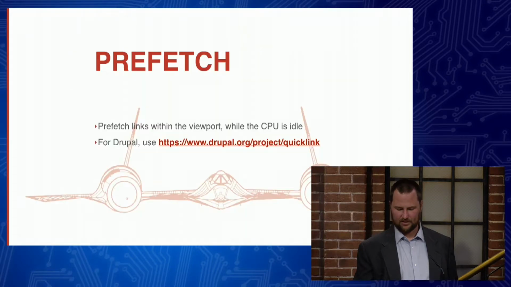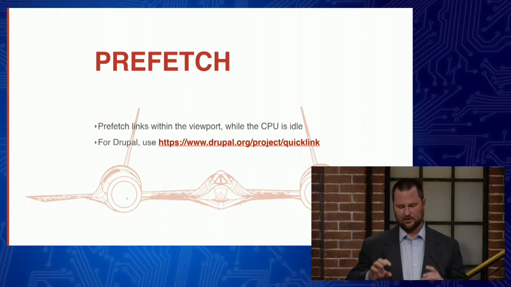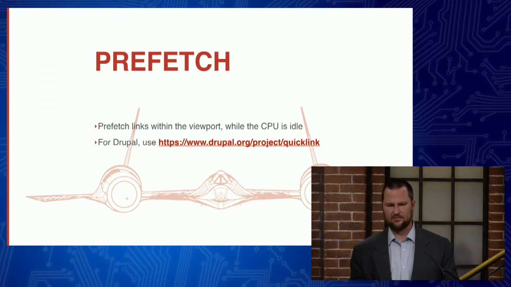So I want to talk a little bit about prefetching. Prefetching is part of the PURPLE pattern, and that's pre-connecting up to the links. Now, something that does this really well is Gatsby.js, which is a React-based static site generator. Has anyone heard of that? A couple people, or one at least.